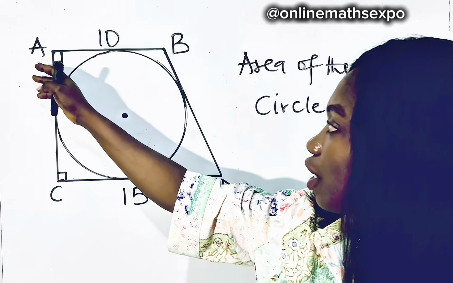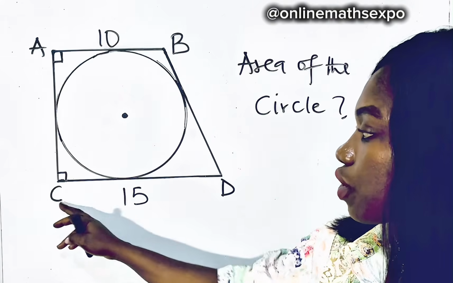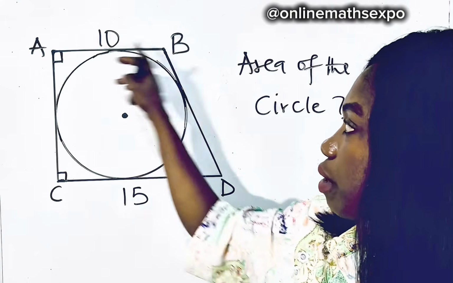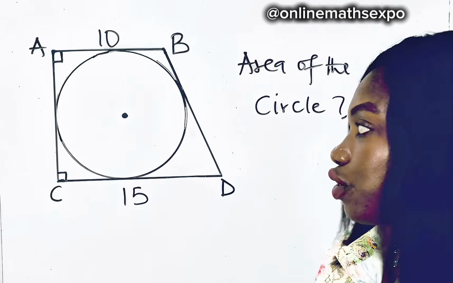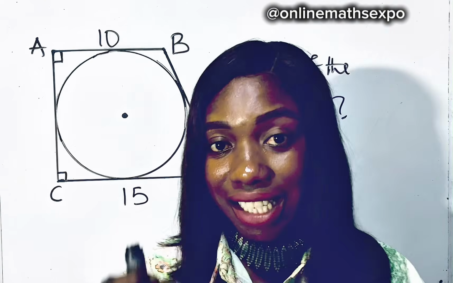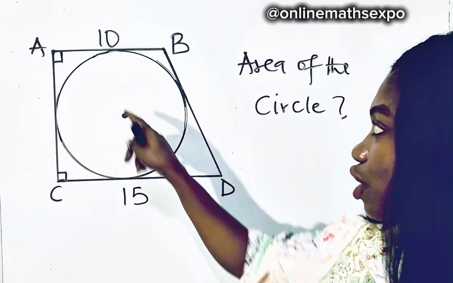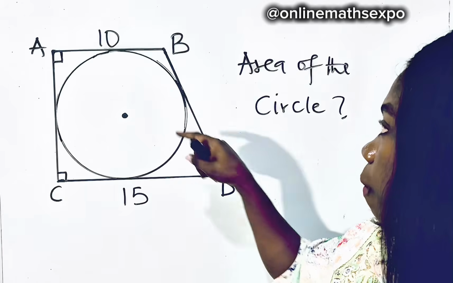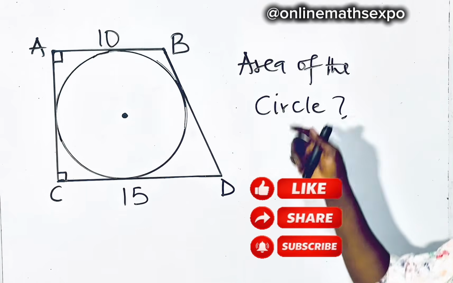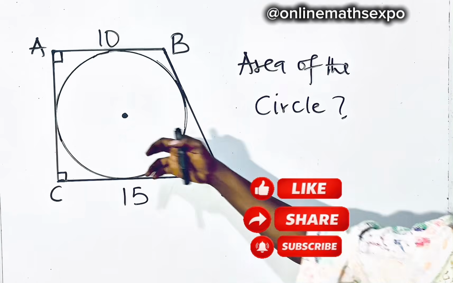We are given a trapezoid ABCD. Length AB measures 10 units. Length CD measures 15 units. And inscribed is a circle that touches the sides of this trapezoid at these points. The question is asking us to find the area of the circle.